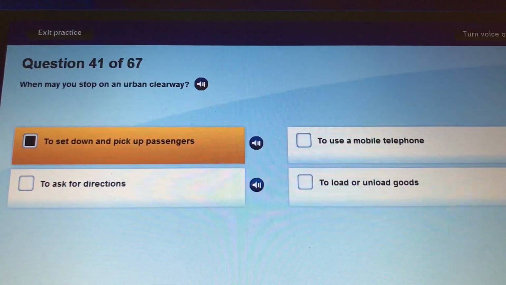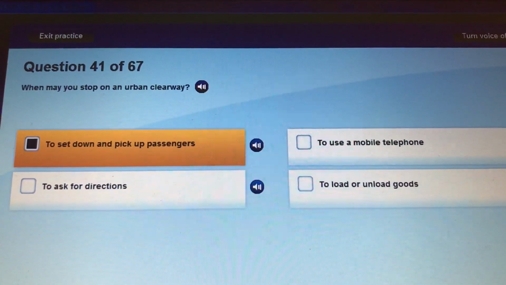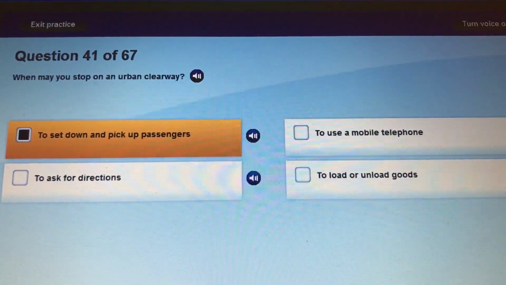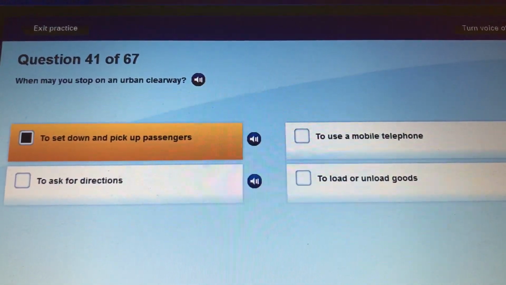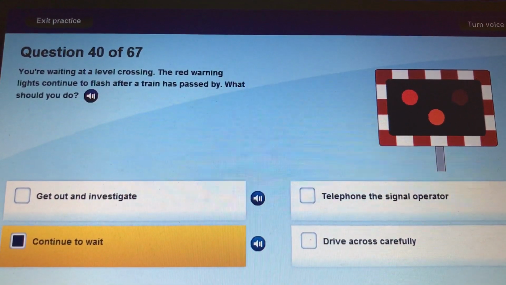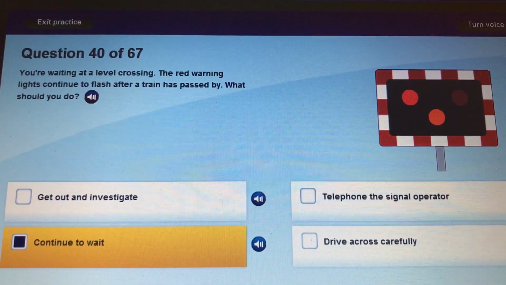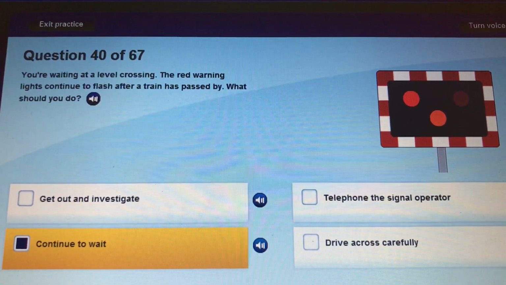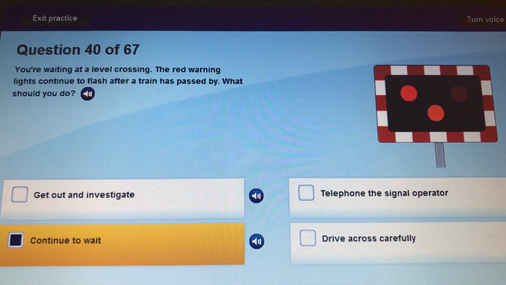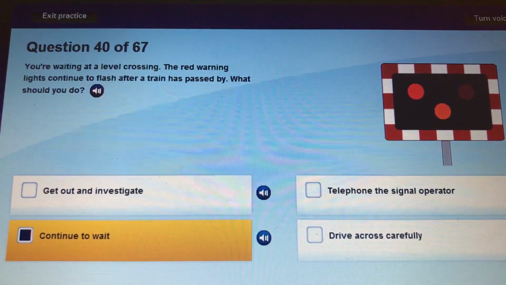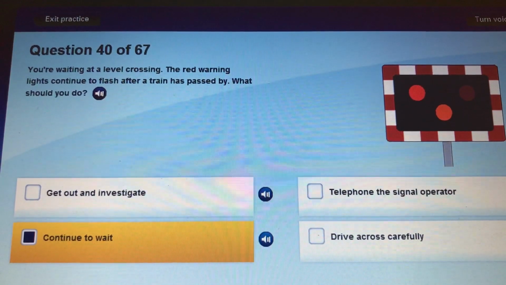When may you stop on an urban clearway? When you want to set down or pick up passengers. You are waiting at a level crossing. The red warning lights continue to flash after a train has passed by. What should you do? If the red light is still flashing, you cannot drive. Continue to wait.